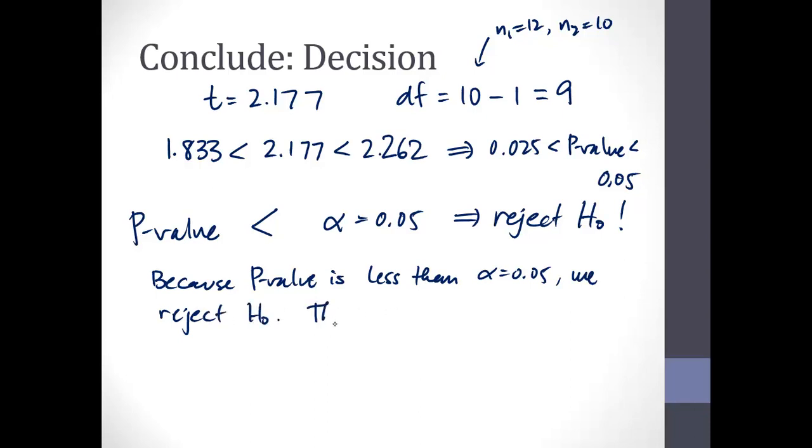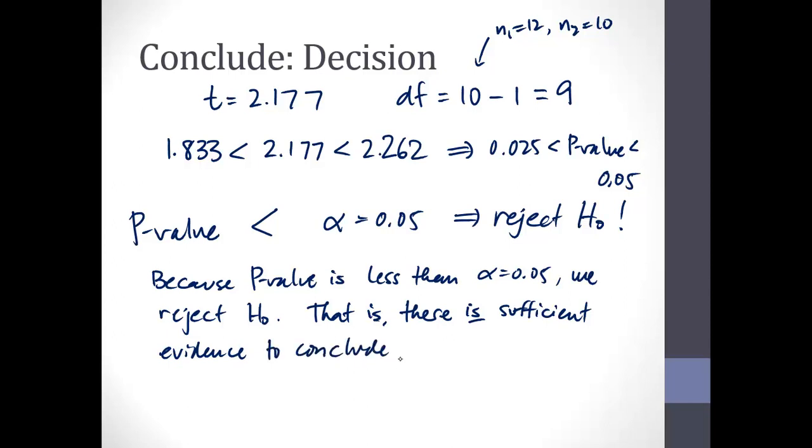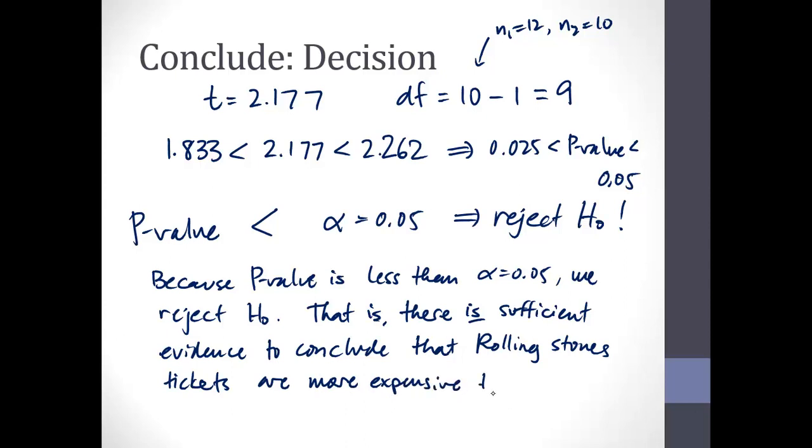And so what that means is there is sufficient evidence to conclude, and then we're going to say what our alternative hypothesis is. So we're going to conclude that Rolling Stones tickets are more expensive than Coldplay tickets.